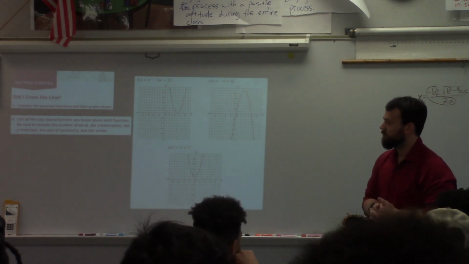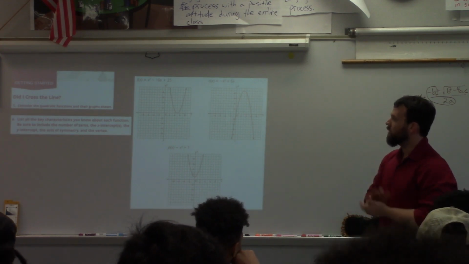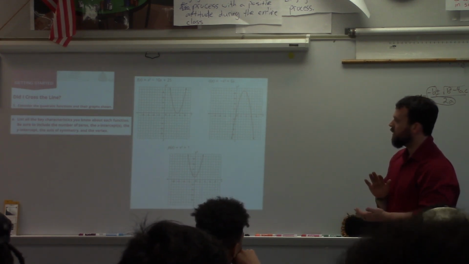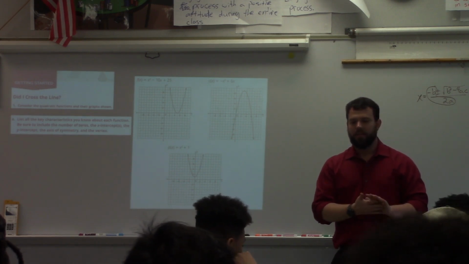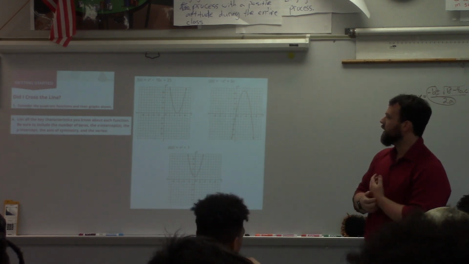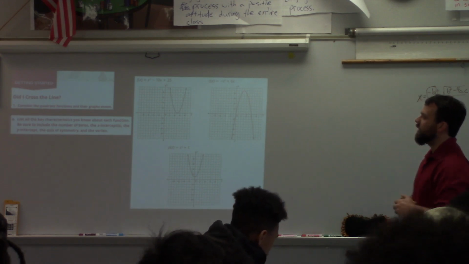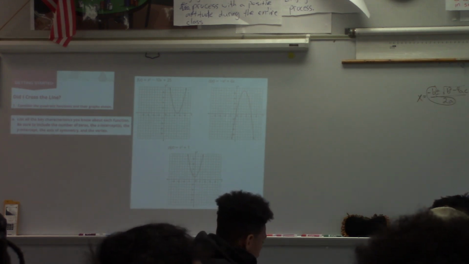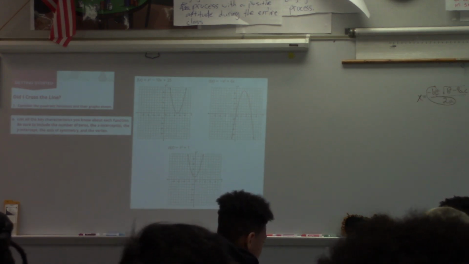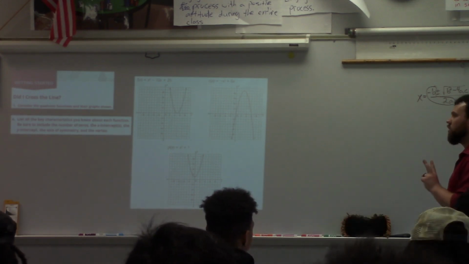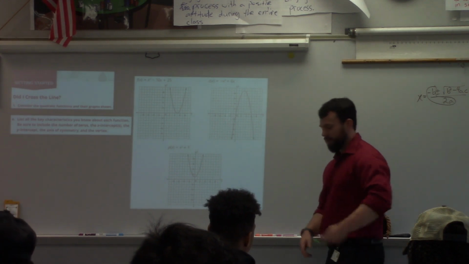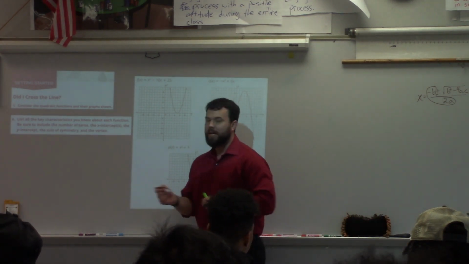You feel me? Right. So here's what I want us to talk about. We're going to look here at M1-94. So go ahead and flip the page. In looking at this, it says to list all the key characteristics we know about each function. We could go through the y-intercept, the vertex, the axis of symmetry, but there are two things that are the most important. And we need to pay attention to this.